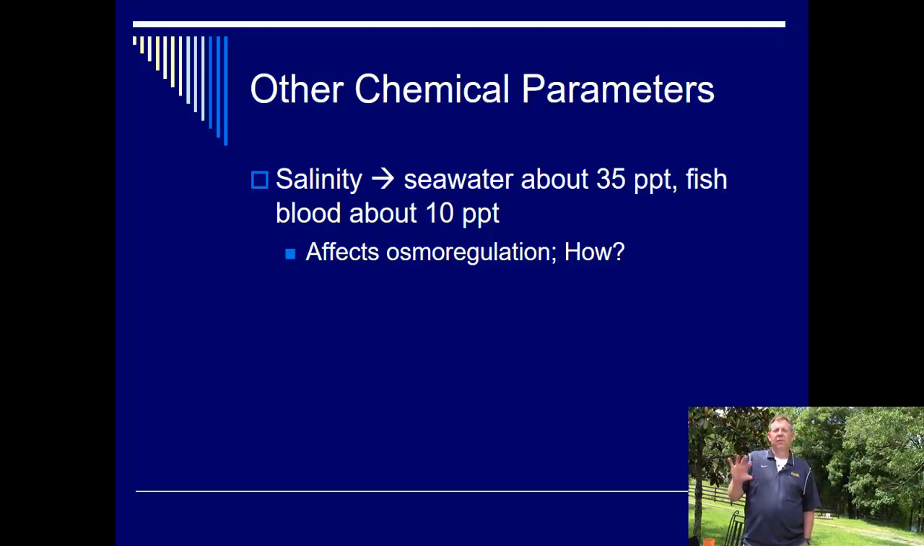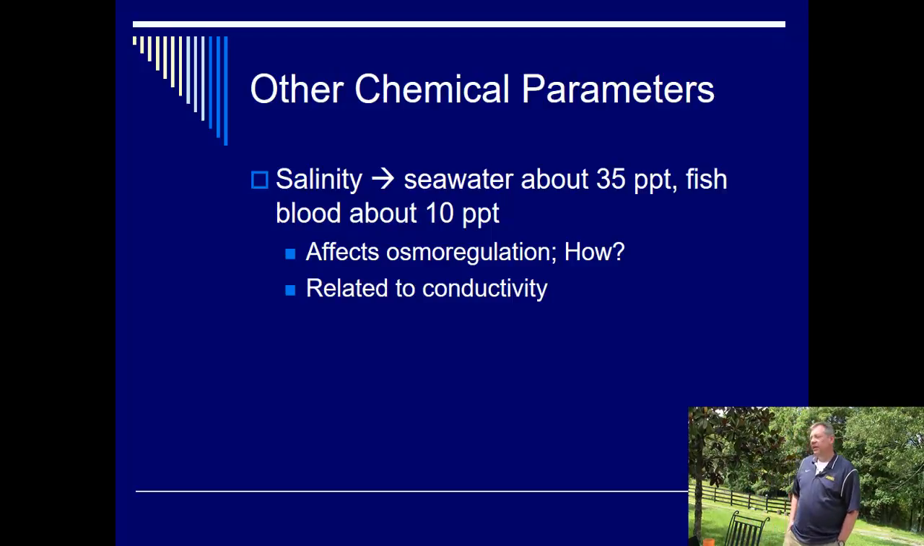Marine fish. It's flip-flopped, isn't it? The marine fish is still about 10 parts per thousand on the inside, but it's swimming in water that's 35 parts per thousand. So where's the water going to go? Water wants to leave the fish and go to the saltier salt water through osmosis. So marine fish are constantly losing water, so they have to constantly drink. Okay. Salinity is also related to conductivity, dissolved ions in the water. And when we talk about electrofishing, of course, that's going to be really important. So that's another chemical property we should be concerned with.